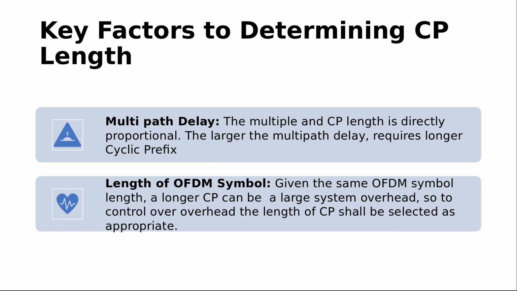Then the length of the OFDM symbol is also helpful to determine the CP length. Okay. If the length of the OFDM symbol is larger, we need a longer CP.